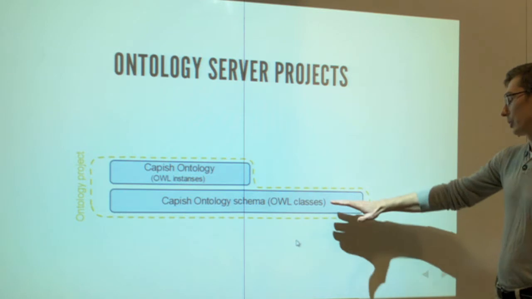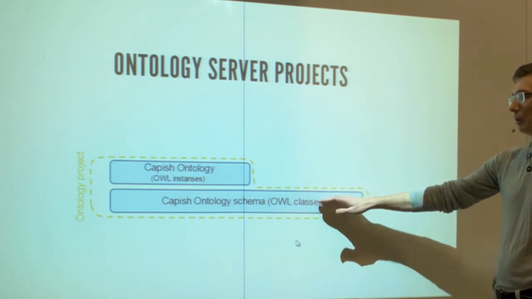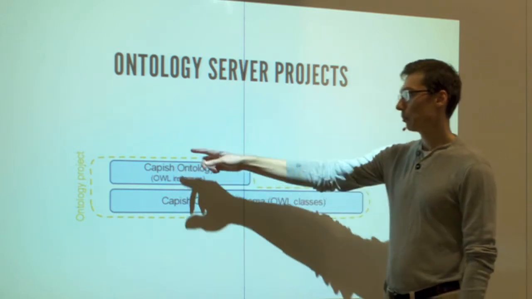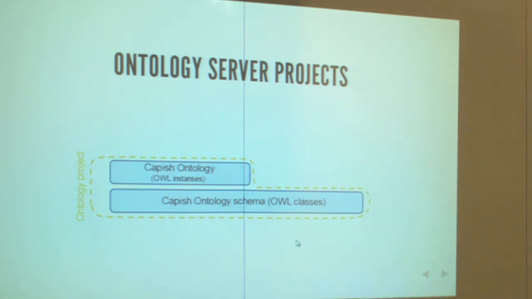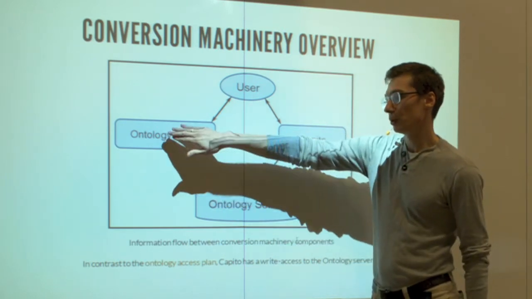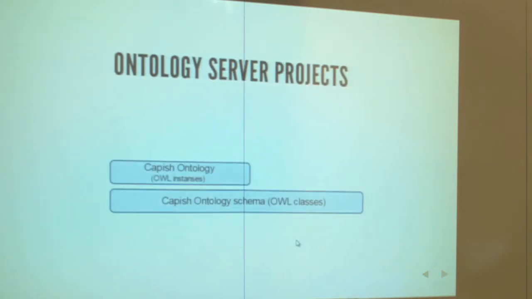So for example, this bottom level, the most basic Capish Ontology schema, together with the concrete ontology, forms one project, and it is this project that will be accessed by the ontology editor. If that's all you need to do, then you go and access that one.